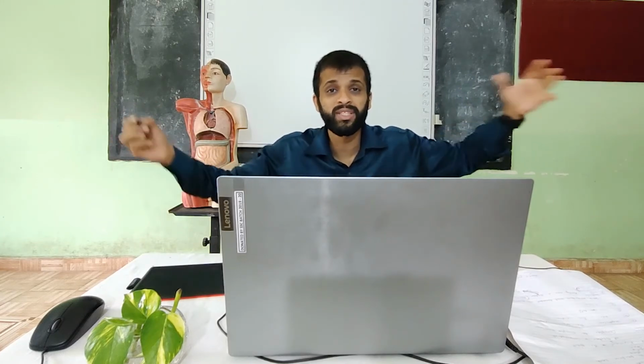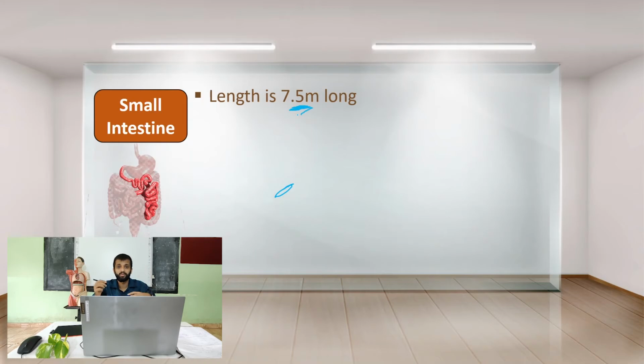7.5 meters, not just this or this. It is 7.5 meters. Can you imagine? But just because it is coiled inside, the length is adjusted there. Okay, so the length of the small intestine is 7.5 meters.